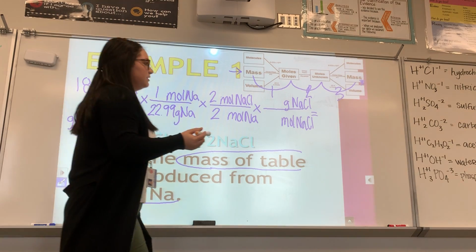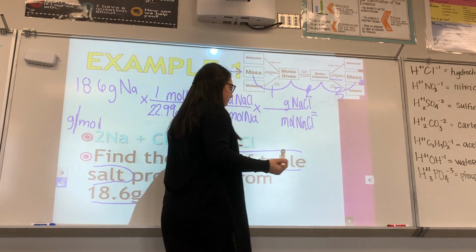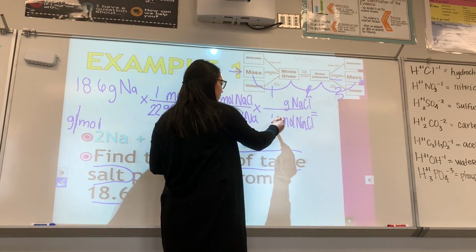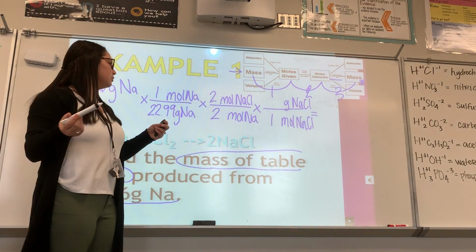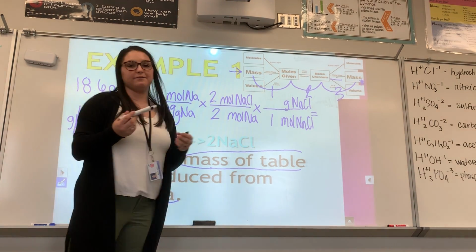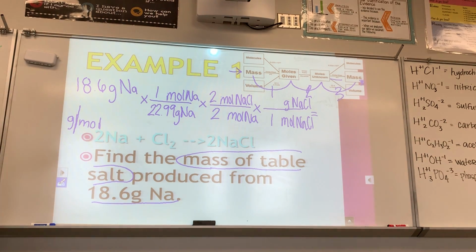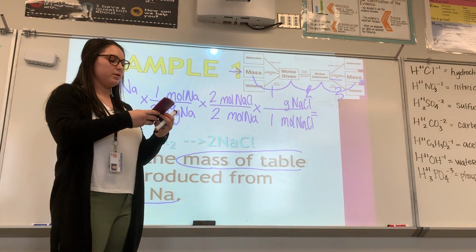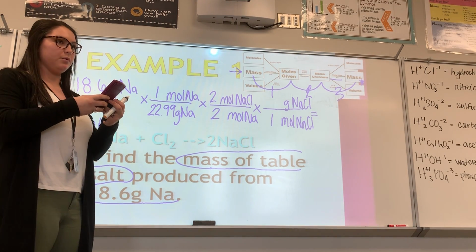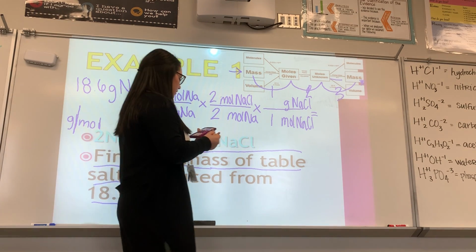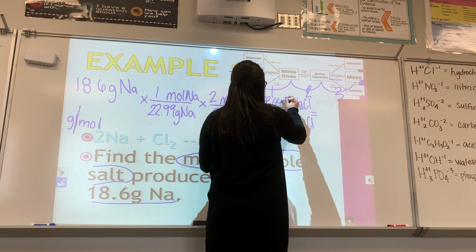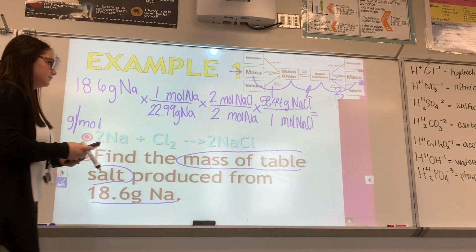And then I have to use my molar mass again to solve for mass of my unknown. So for every 1 mole, we have grams per 1 mole. I find my molar mass of sodium chloride. Sodium has 22.99 plus chlorine, which is 35.45, which will equal 58.44 grams of sodium chloride.